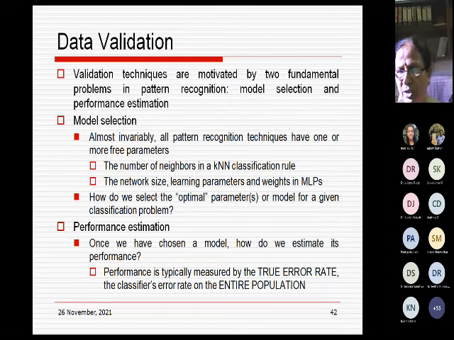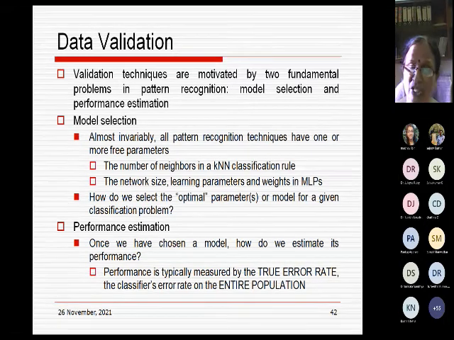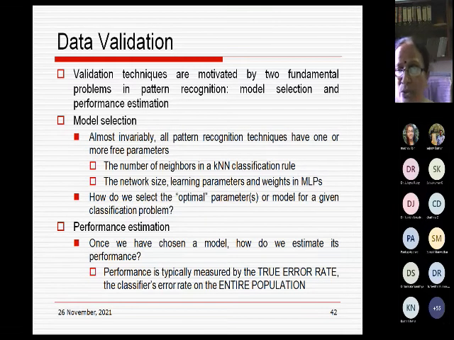For every algorithm, there are one, two, or a few variables you have to optimize. With all these variations, you have to check with the test data set and the other methods, which give you the optimum value for these variables. For performance estimation or data validation, you use these data validation methods.